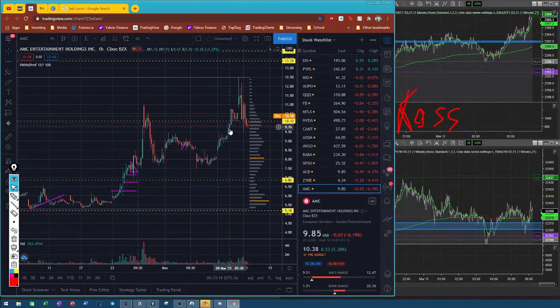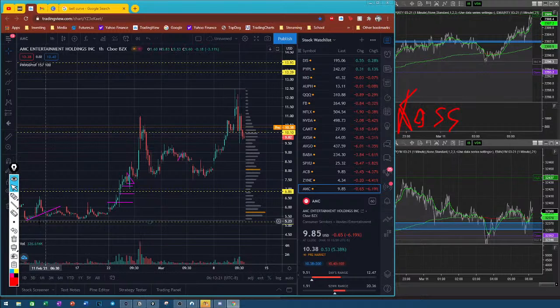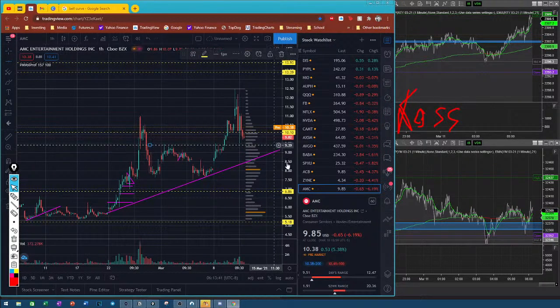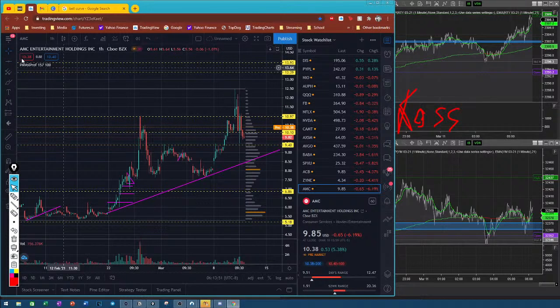All right, AMC. Wow, that was a hell of a spike yesterday. Okay, so we've got a longer term trend line right there. And let's see here. Got that support level, and got a couple new resistance levels here.